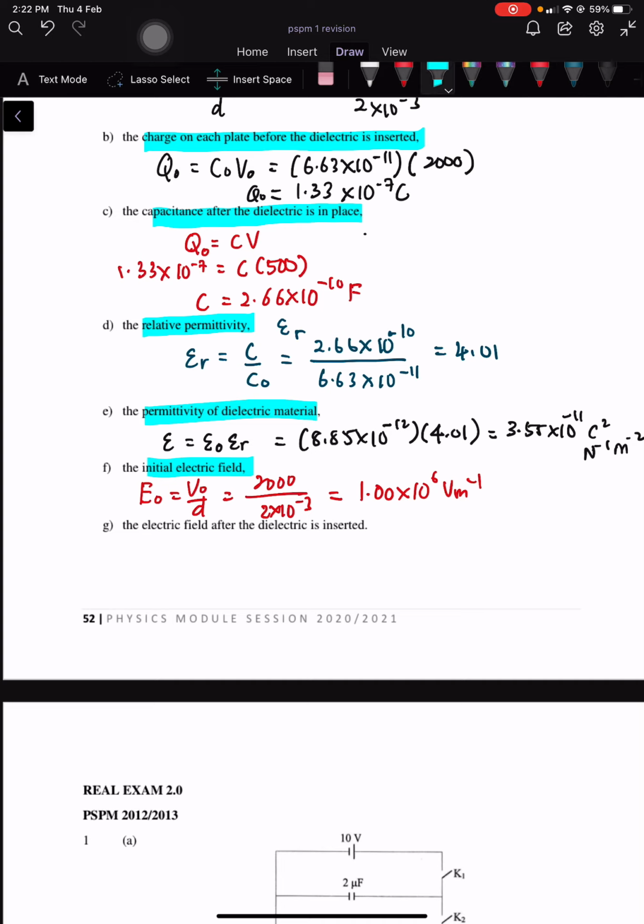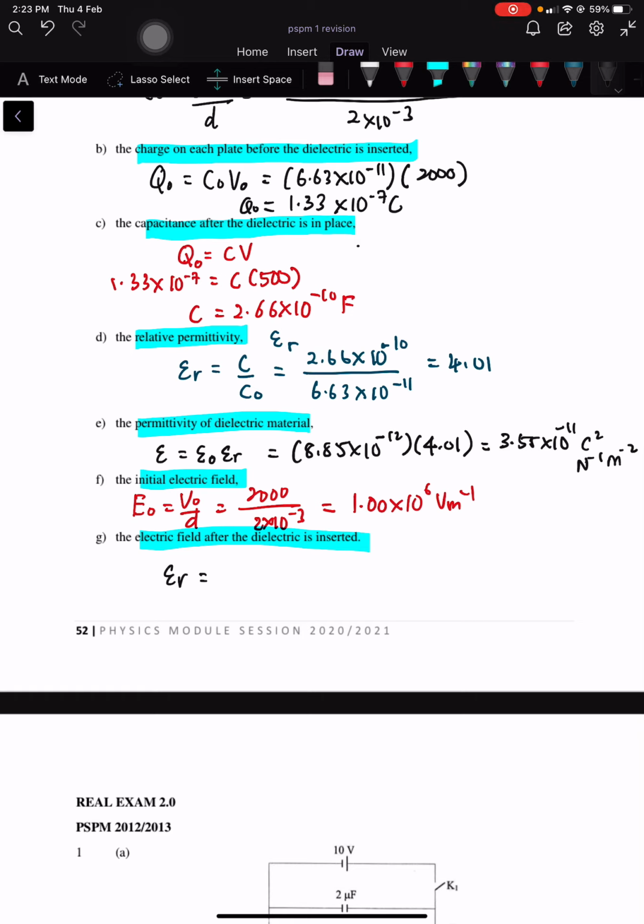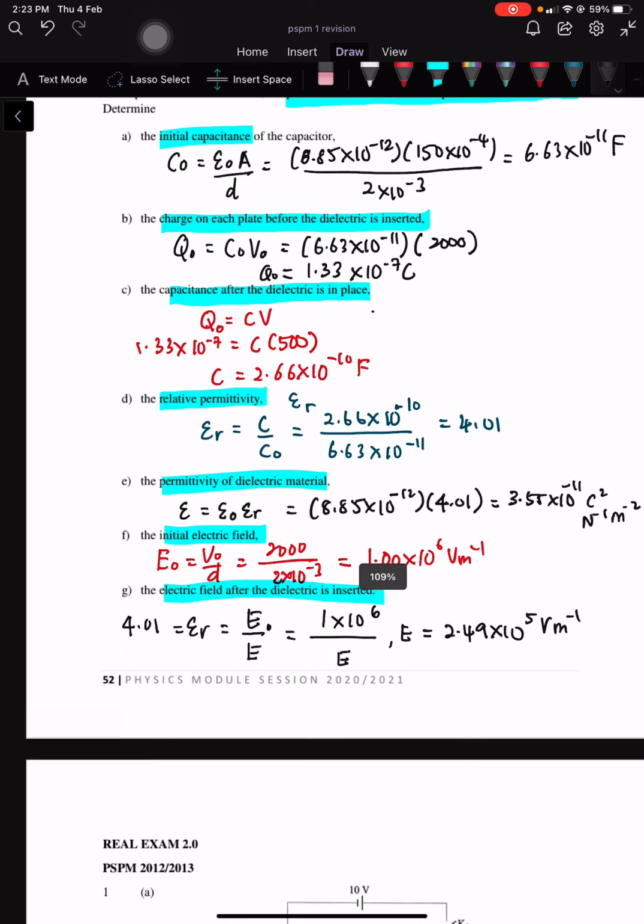And then the last question: the electric field after the dielectric is inserted. So you can compare by using epsilon R is equal to E naught over E. 1 times 10 to the power of 6 divided by E. So ER, as you know, is 4.01. Okay, so you will get E equal to 2.49 times 10 to the power of 5 V m negative 1. Okay.